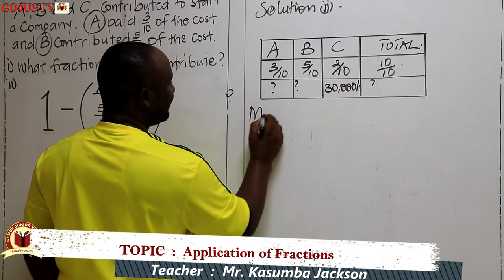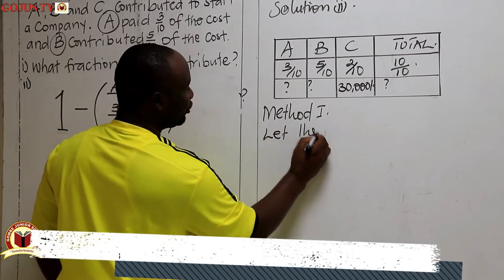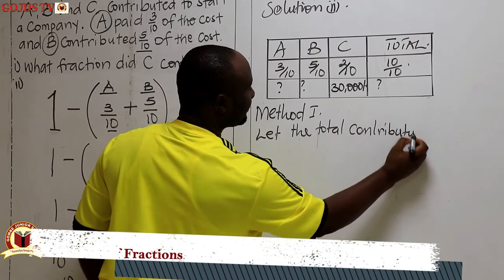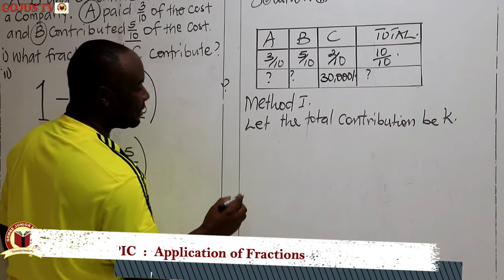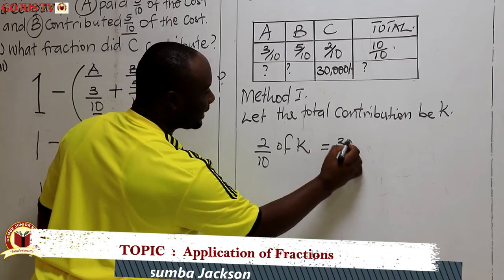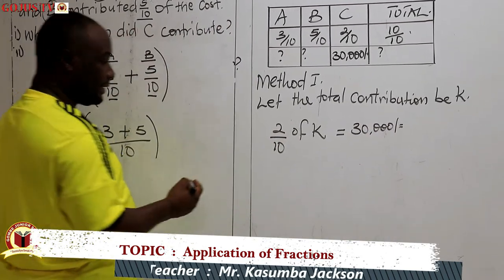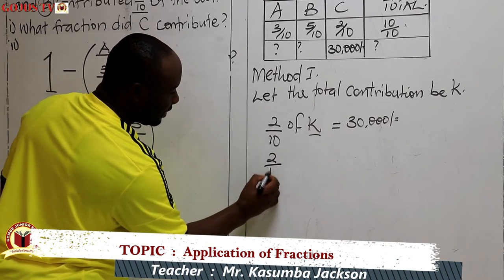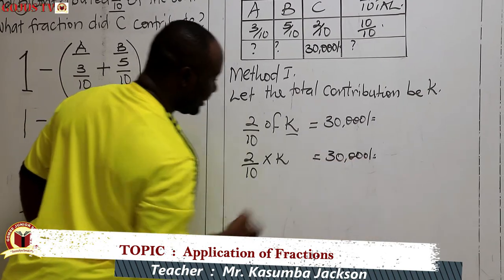In terms of using algebra, method one, let the total contribution be K. Using this algebra method, we shall say now 2/10 of K is equivalent to 30,000 shillings, where K is the total contribution, such that this fraction together with the money helps us to find the total contribution. So 2 out of 10 of K means multiplication, multiplied by this, will give us 30,000 shillings.